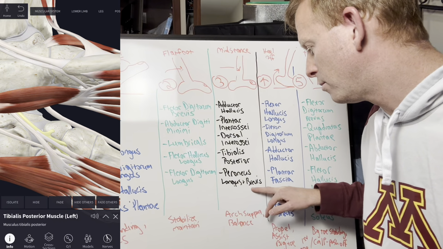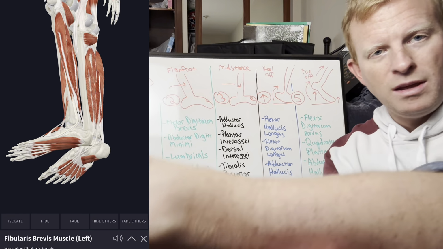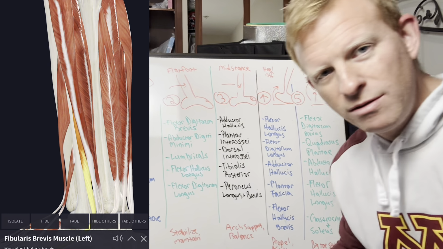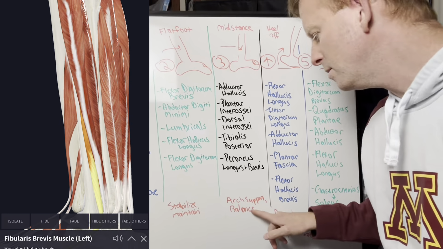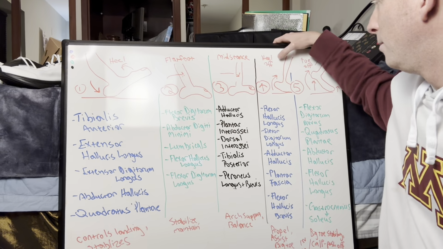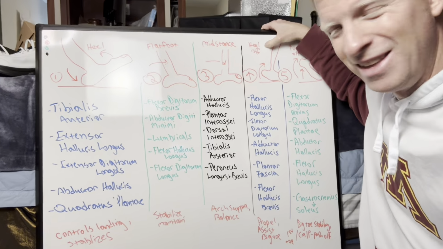Peroneus longus and brevis. So you guys might have heard about the peroneals. Those are the muscles that kind of start here and work their way around the outside of the foot and into the foot. All right. So this one's more for arch support and balance. Okay. All right. Moving into the heel off. Number 4. Promise we're making a complete circle here.